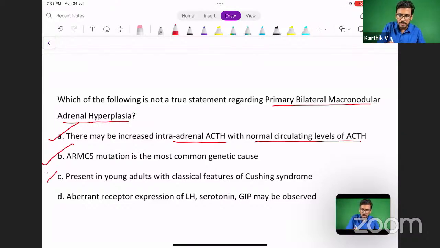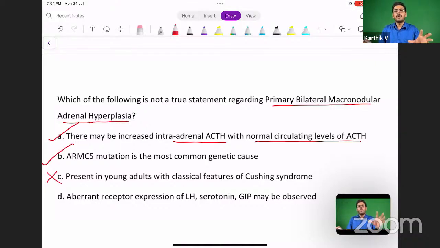Present in young adults with classical features of Cushing syndrome. That is actually a wrong statement. Why? Even though it may occur in young patients, it is more common in older adult patients. And even though the size of the nodules is large, more than 1 centimeter, the functional capacity is reduced. The glucocorticoid-producing zona fasciculata is not very differentiated, and the cortisol production is actually less. So despite having larger lesions, the hormonal production will be less, and the manifestations will not be overt. They will have subclinical Cushing and sometimes no features of Cushing at all.